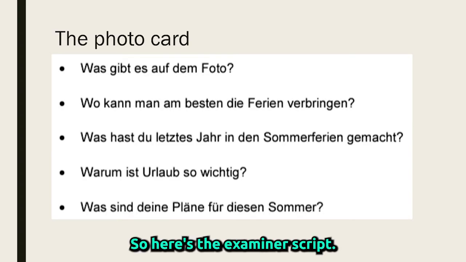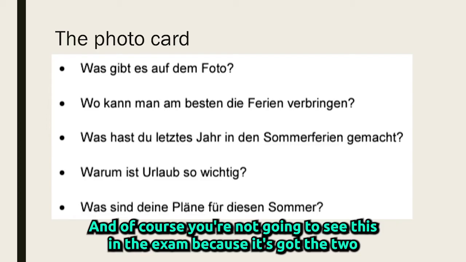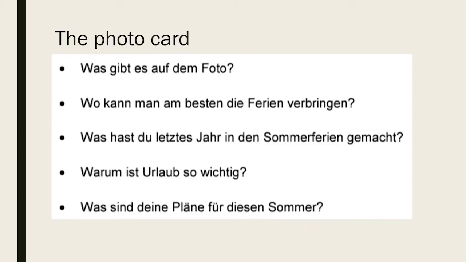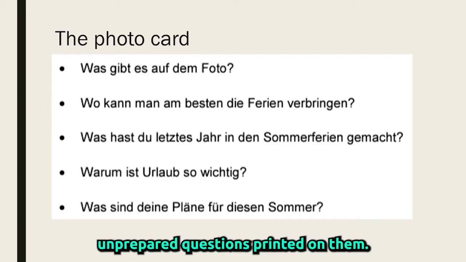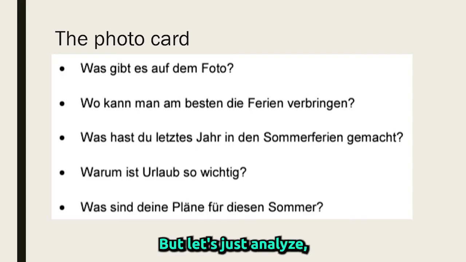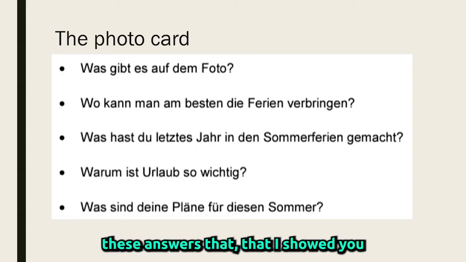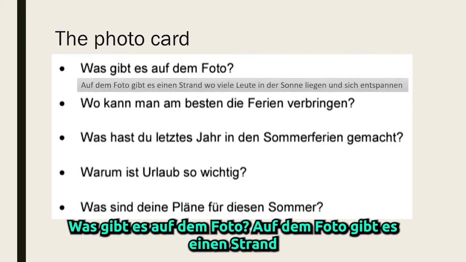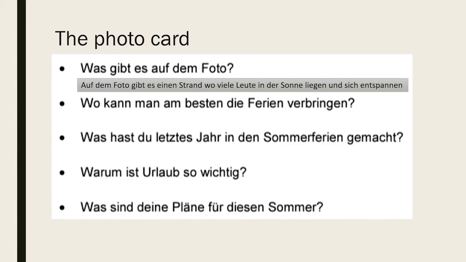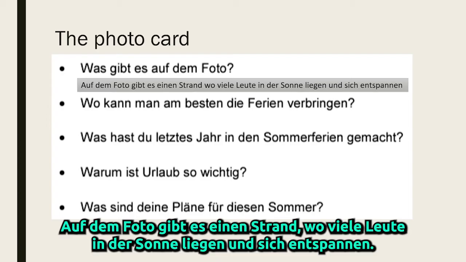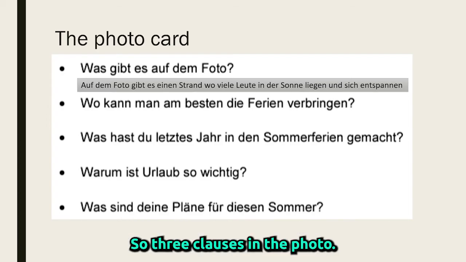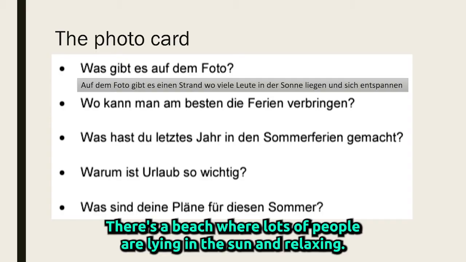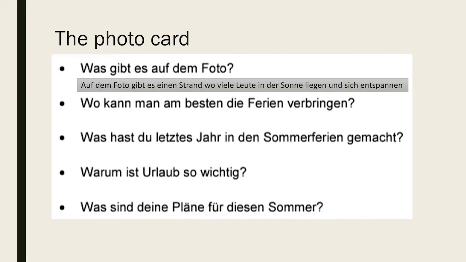So here's the examiner script, and of course you're not going to see this in the exam because it's got the 2 unprepared questions printed on them. But let's just analyze these answers that I showed you on the previous part. So was gibt es auf dem Foto? Auf dem Foto gibt es einen Strand, wo viele Leute in der Sonne liegen und sich entspannen. So 3 clauses. In the photo there's a beach where lots of people are lying in the sun and relaxing.